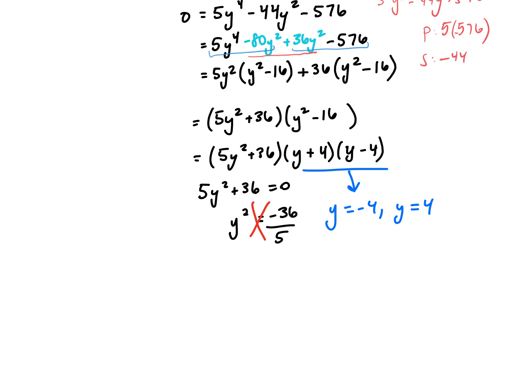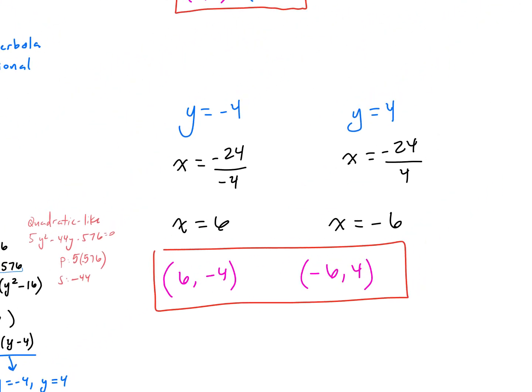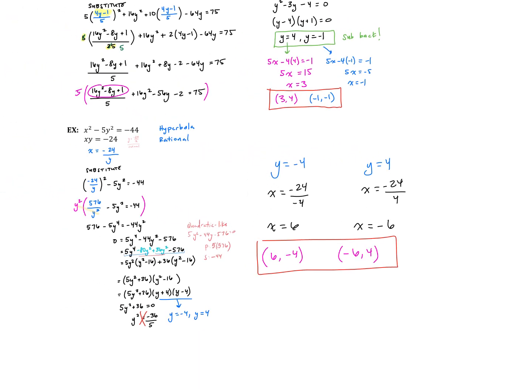And now our last thing that we need to do is plug in to find our x values that go along with it. All right, so when y equals negative 4, we can plug into the rational portion and we get x to be 6. So here's that ordered pair. When y is 4, we get x to be negative 6. So again, we have two intersections. All right, so these are a little bit more involved. You just have to be very careful with your algebra. Okay, but if you have questions, let me know. Let's continue on and looking at writing equations of hyperbolas and parabolas.